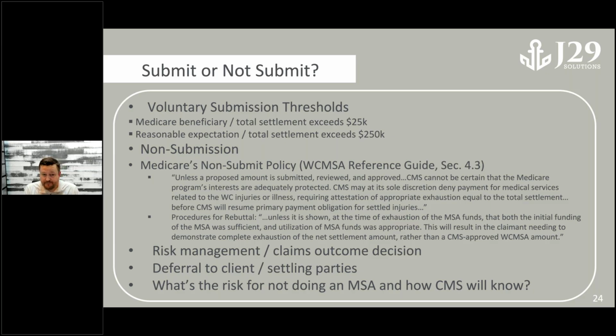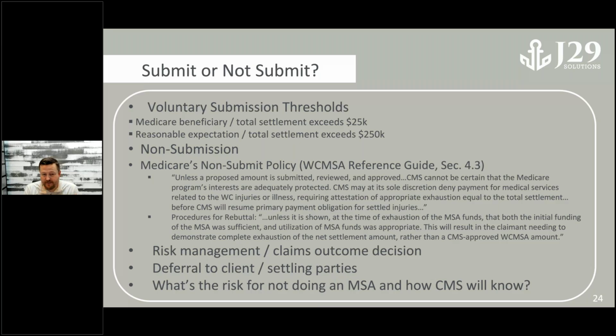CMS weighed in on this a couple of years ago, and I want to read you their statement. This is what they say in the Medicare Set-Aside Reference Guide at section 4.3. Medicare says, unless a proposed amount is submitted, reviewed, and approved, Medicare cannot be certain that Medicare program's interests were adequately protected, and Medicare may at its sole discretion deny payment for medical services related to the work comp injury or illness requiring attestation, remember that word again, reporting to Medicare of appropriate exhaustion equal to the total settlement amount before Medicare will resume making payment.